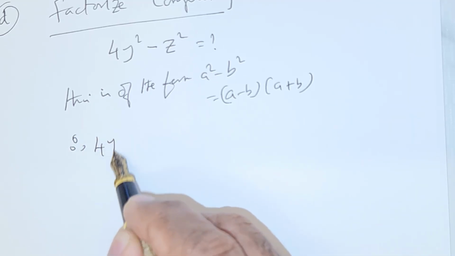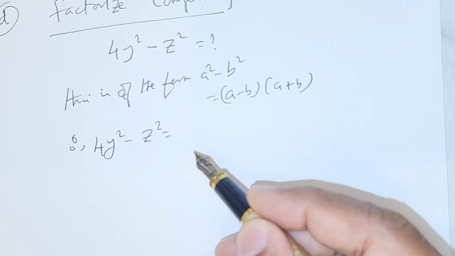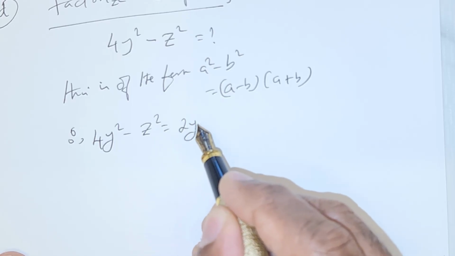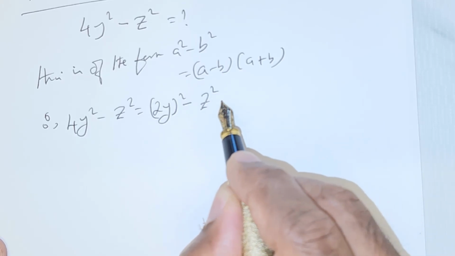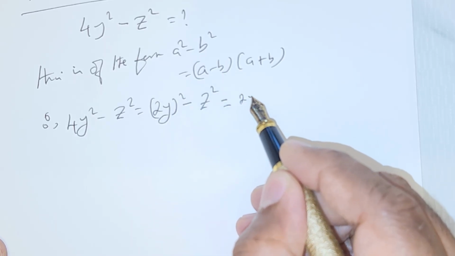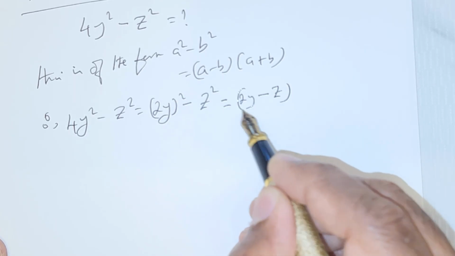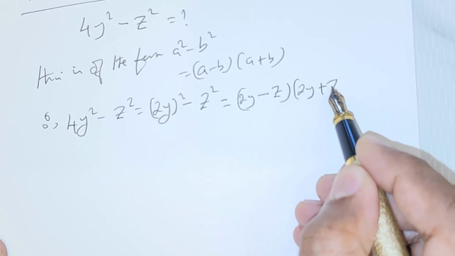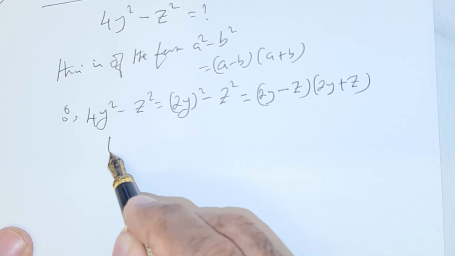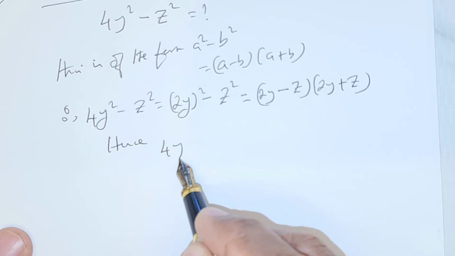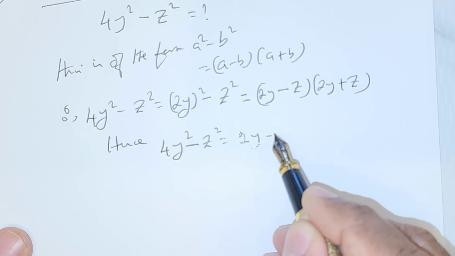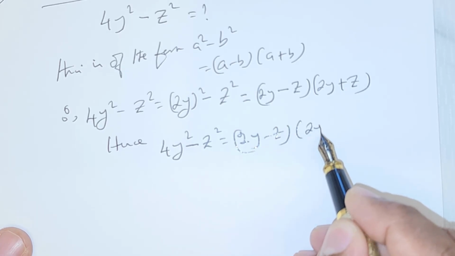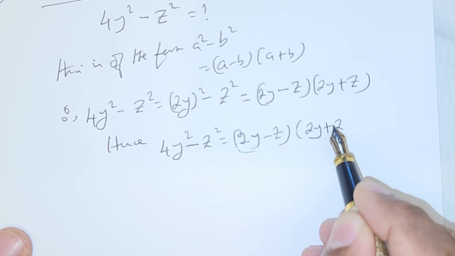So therefore 4y² - z², I can rewrite this as (2y)² - z², which is rewritten as (2y - z) multiplied with (2y + z). So hence what we have got, 4y² - z² is equal to (2y - z) multiplied with (2y + z).